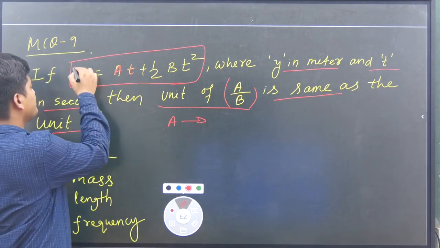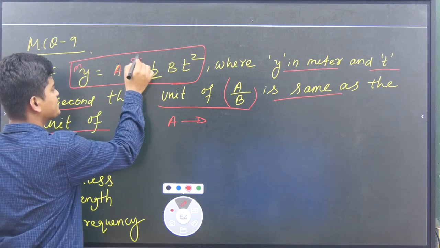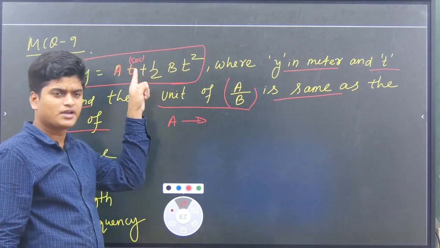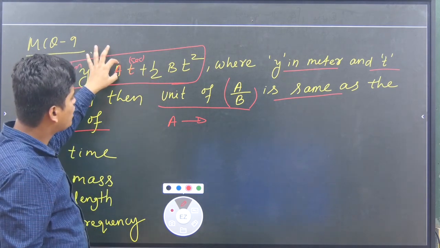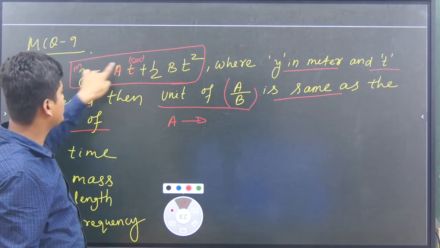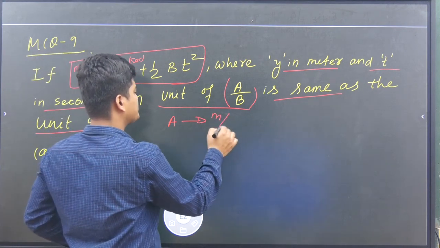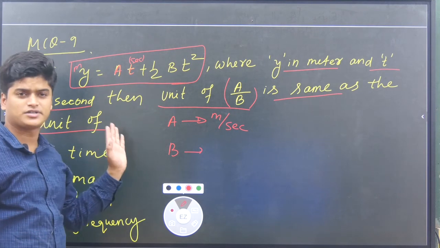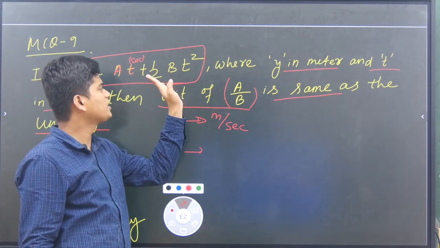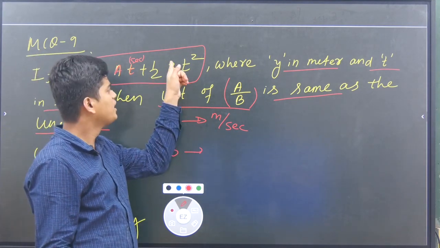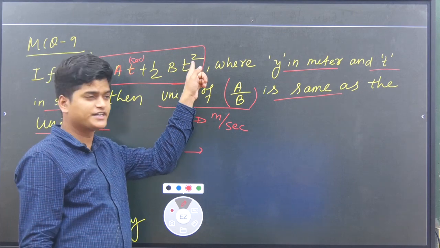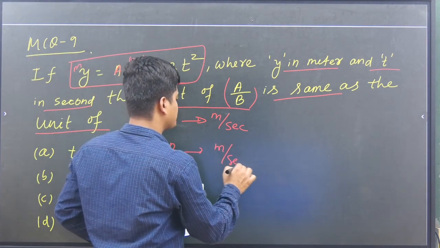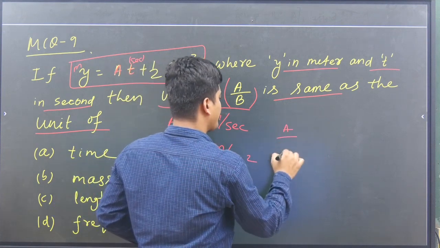Definitely y is given in meter and t in second, and the unit of y should be equal to the unit of at. If I am to find the unit of a, then the second will come down, so it is meter by second. Similarly, for b, we already found in the previous one. Half is a constant, no unit. The t unit is second, so second square will go that side, it is meter by second square. Now here you have to find a by b.